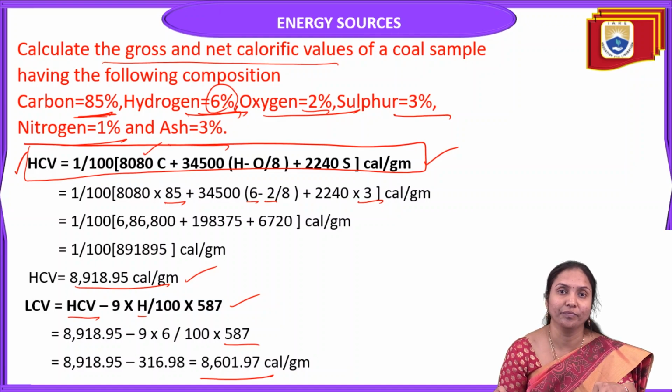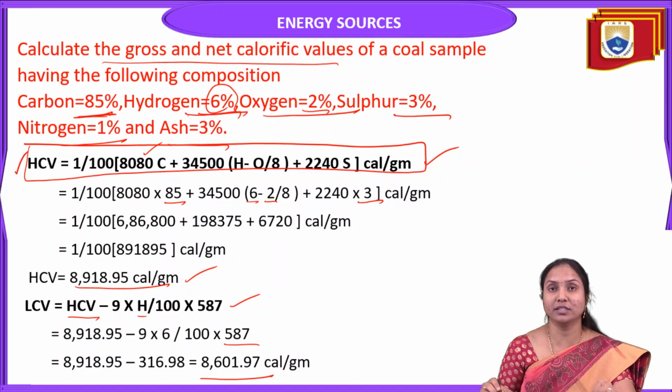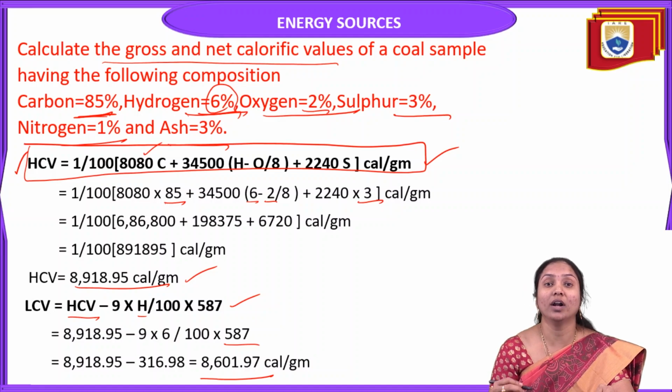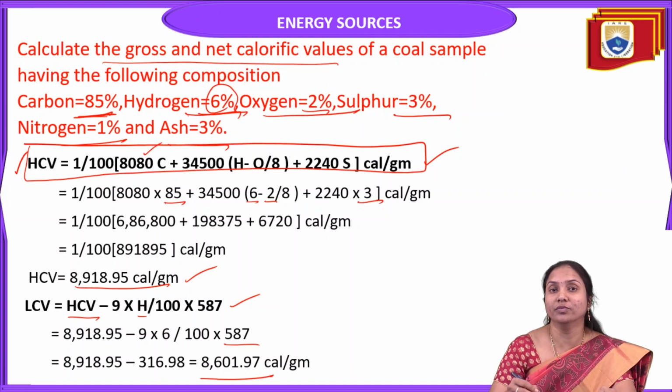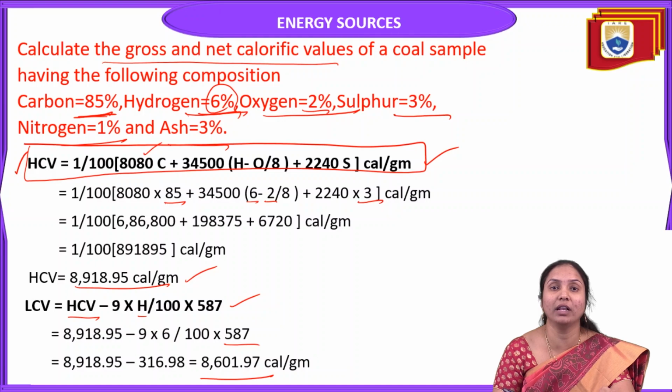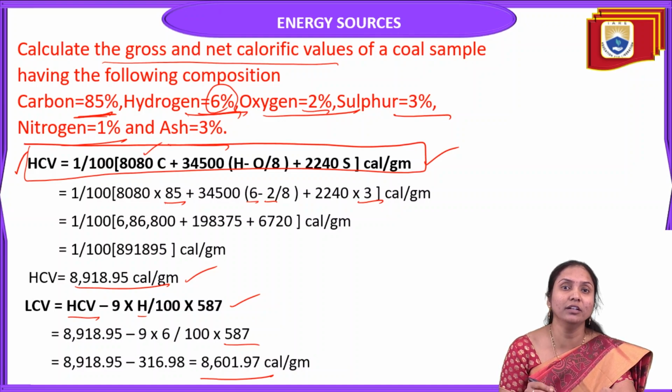In this way we have to calculate the high calorific value or net calorific value of a fuel. In this session we learned what calorific value is, how many types of calorific value there are, and what the units of calorific value are: calorie, kilocalorie, British thermal unit, centigrade heat unit. And we also discussed how to calculate high calorific value and net calorific value present in fuel by using Dulong's formula. I hope you understood all.